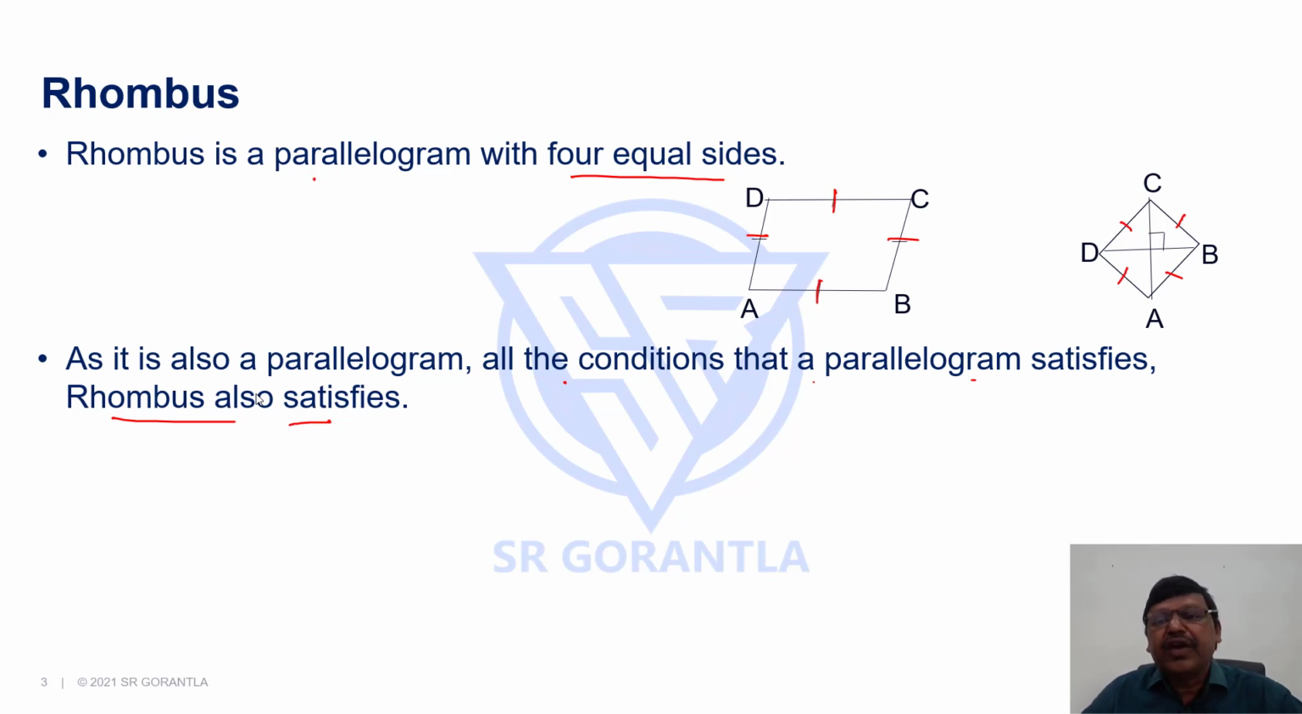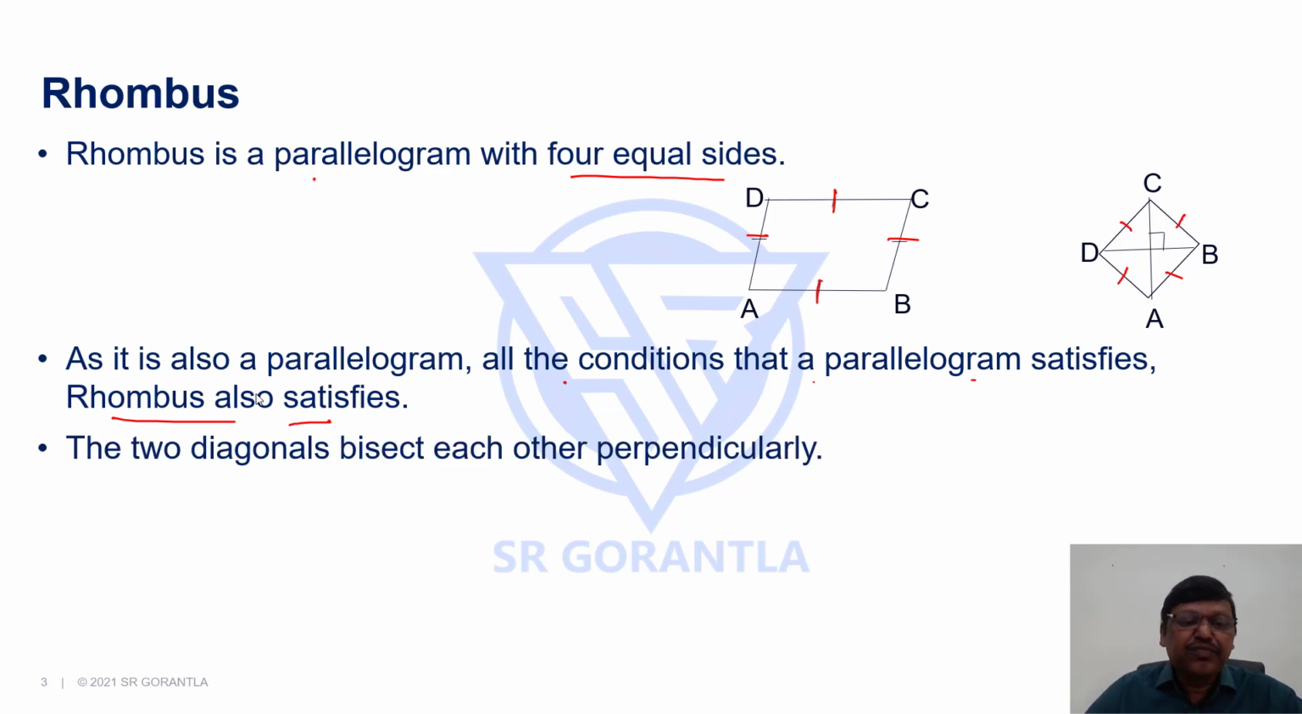The extra property we have is, since the 4 sides are equal, the two diagonals bisect each other perpendicularly. Here you can see, the reason why we have drawn the diagram like this is to tell you that the diagonals bisect each other at right angles, perpendicularly, right? Any question that we get on rhombus invariably uses this property. The diagonals bisect each other perpendicularly.